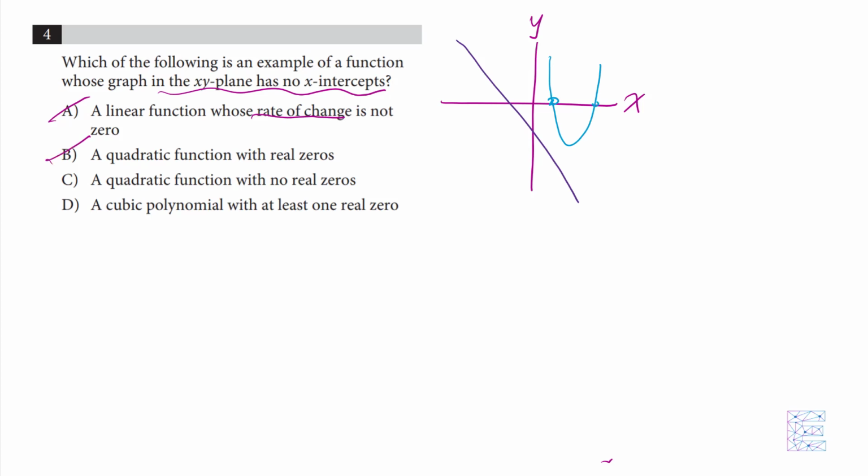Let's look at C. A quadratic function with no real zeros. So if you have a quadratic function with no real zeros, it means that it never crosses the x-axis. It's either here, or maybe here, or maybe here, or maybe here. So C would have to be the answer to this question. But just to complete the check, a cubic polynomial with at least one real zero would be a graph that sort of looks like this. So yeah, we can see that C is the only one that doesn't cross the x-axis.